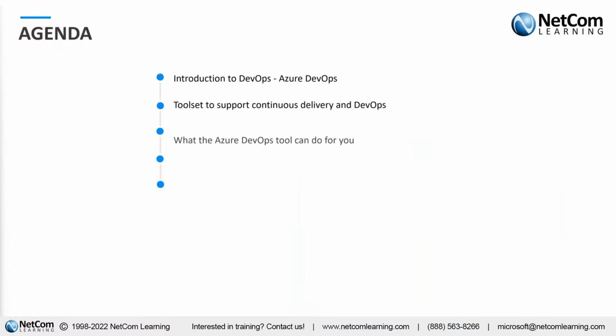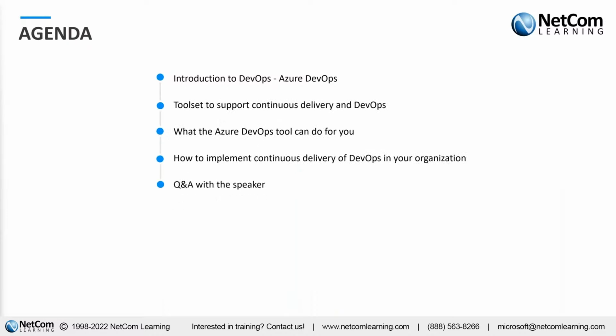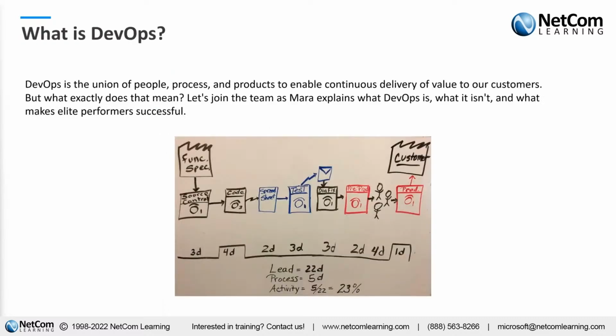So we're going to look at 4 different areas. First of all, what DevOps is, a bit of background. Then we're going to take a look at the tool set that we can use to support continuous delivery and how DevOps can work with that. Then what the tool can do for you, specifically around how it works and how it can track different types of items. And then lastly, implementing the idea of continuous delivery, and how we can use things like pipelines and repos within the environment.